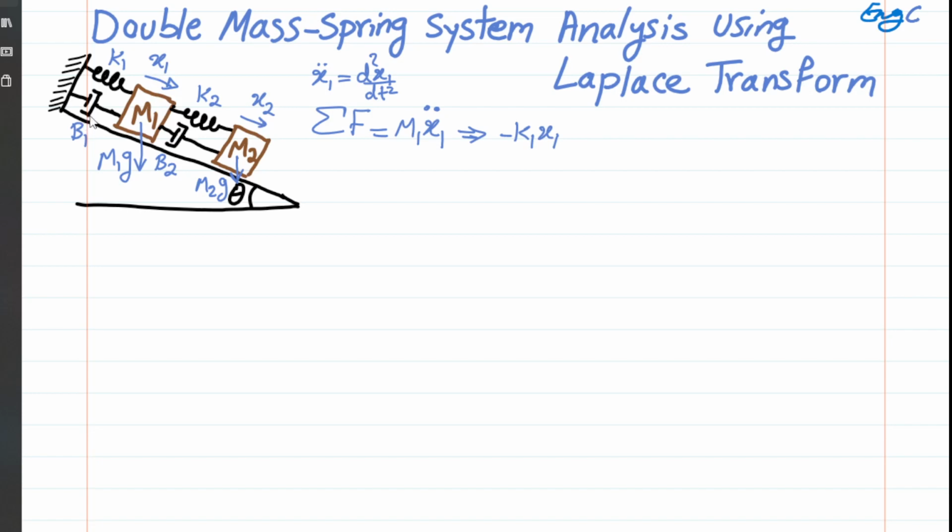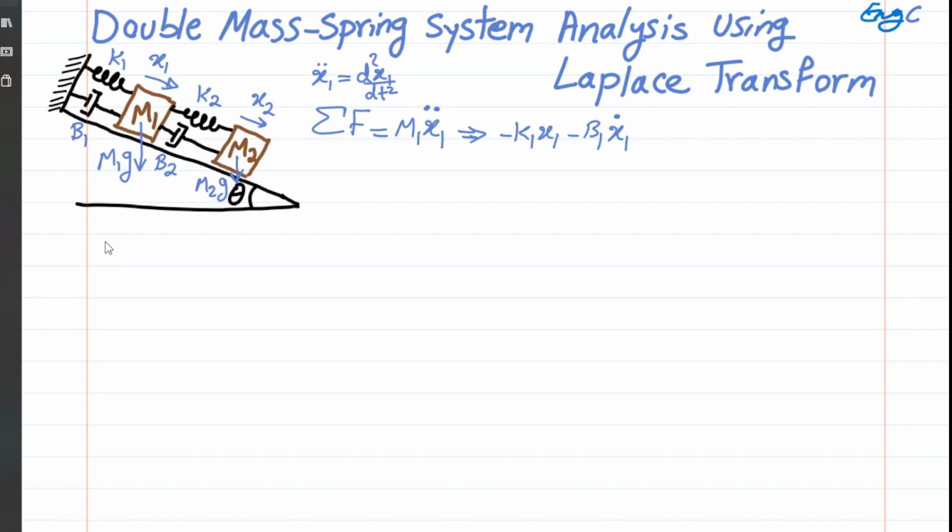Now we have the same thing. This damping factor placed here would actually counteract the movement, but proportional to the speed of m1. So for this one we will have negative b1 times the first derivative of displacement, which is a speed, with respect to time. x1 is a function of time. It's not shown here, but there's an argument of time for x1. The other thing we have is, of course, m1g as shown here.